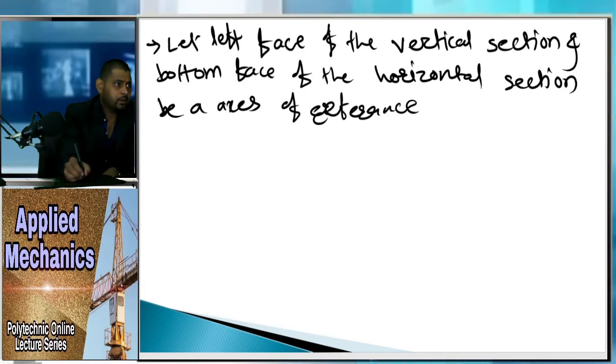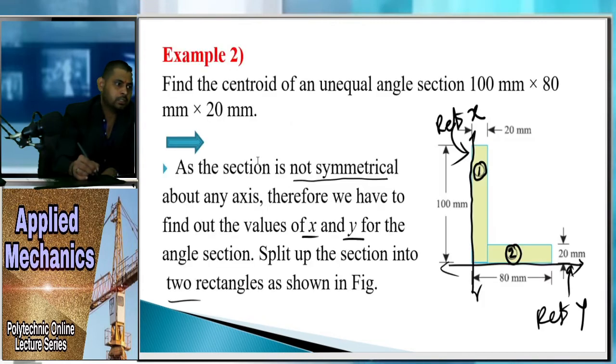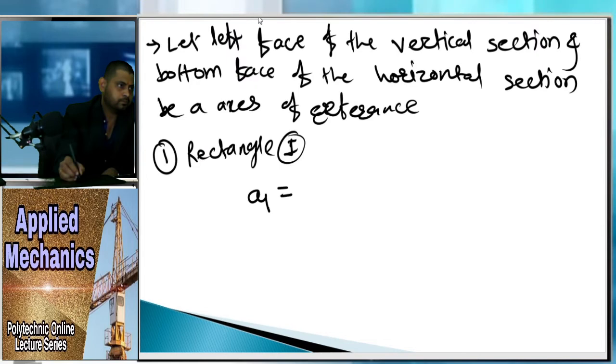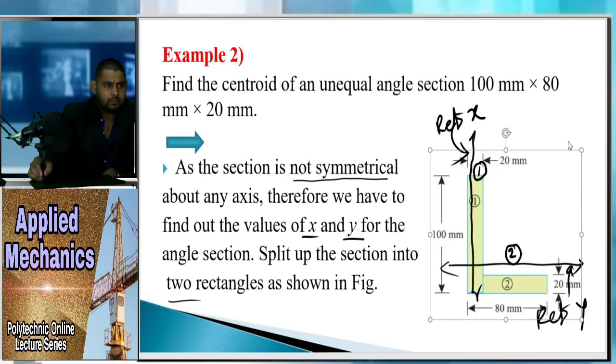So now let's take rectangle 1. So first thing we have to do, we have to find out the area. A1 is nothing but, what is the formula for area? Length into height, L into h. So how much is the length? You can see here the length is 20 for the first and the height is 100. So you can see here.